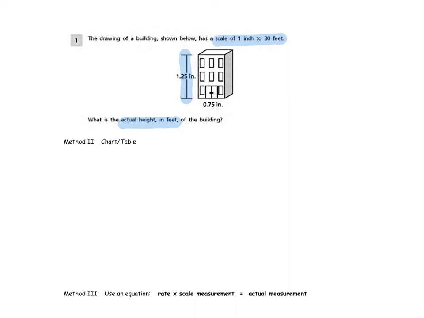And so you notice down at the bottom it says chart or table method. Mrs. Nord really likes to use this method, so I'm going to show you what she has her students do first. She has them start with the scale, and this is what we're given. 1 inch represents 30 feet.